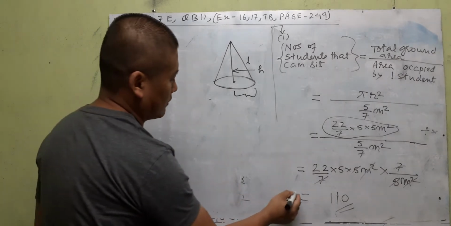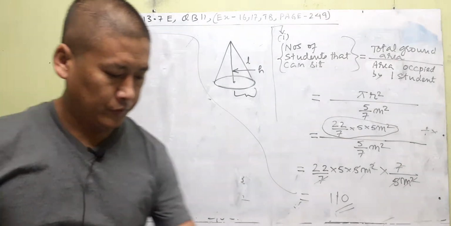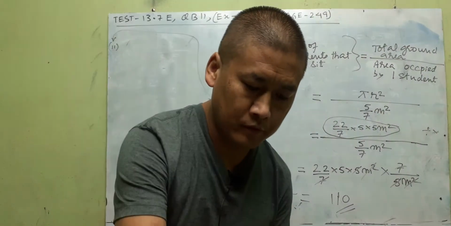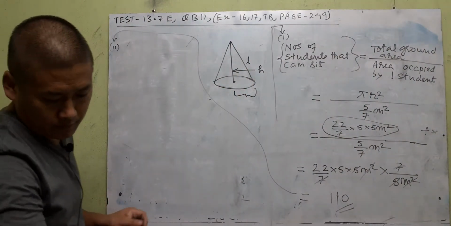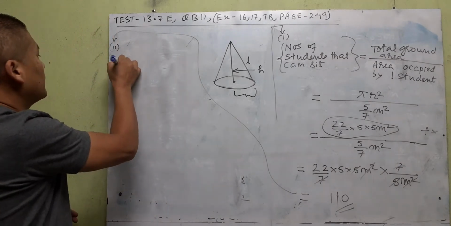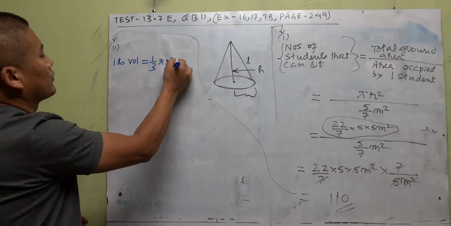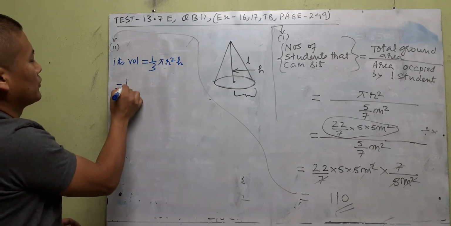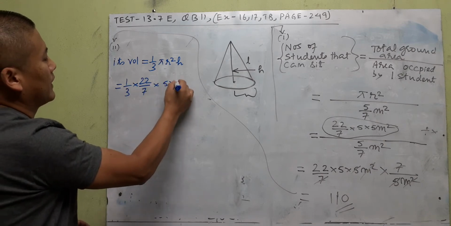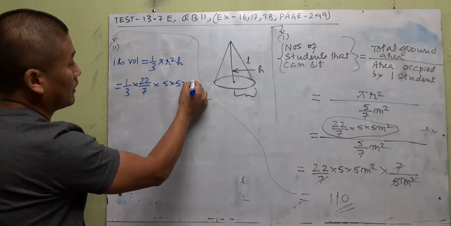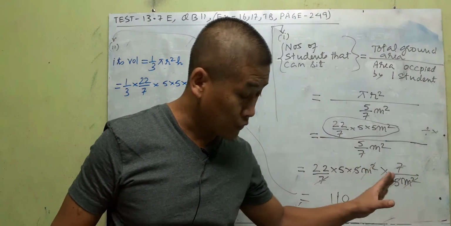Number 2. We have to find the volume of the cone. So its volume, that should be very easy by now: 1 by 3 pi r square h. Because we know every quantity now, pi is 22 by 7 when it's not given. R is 5 as we know, and h is just now 9.23.